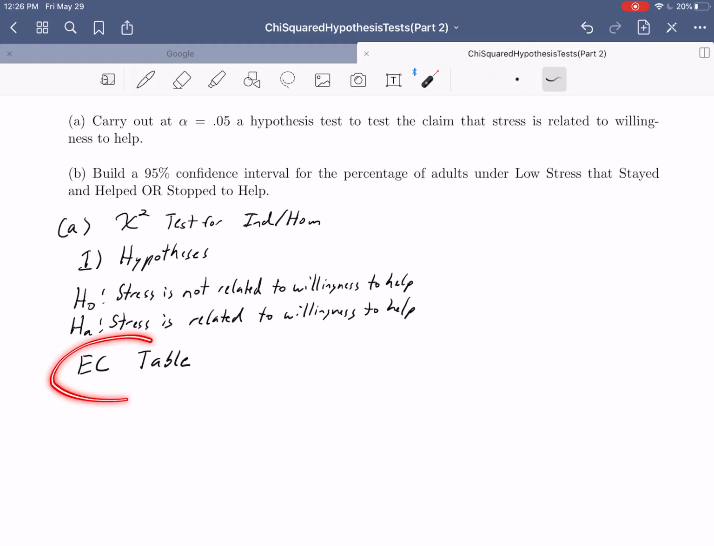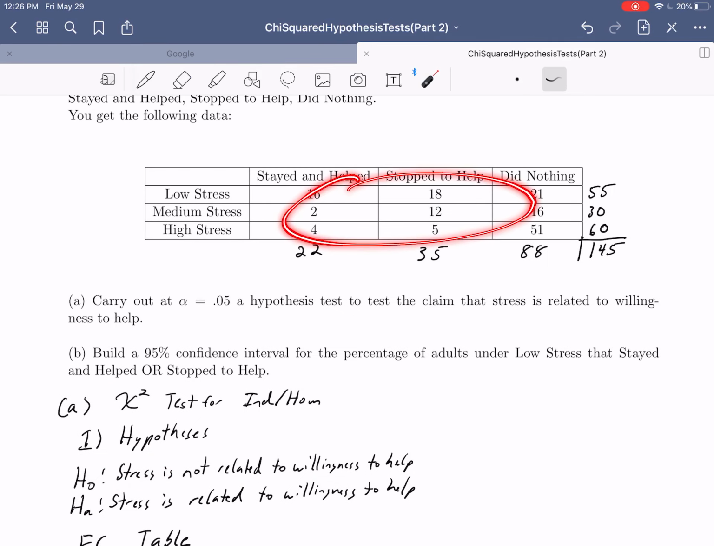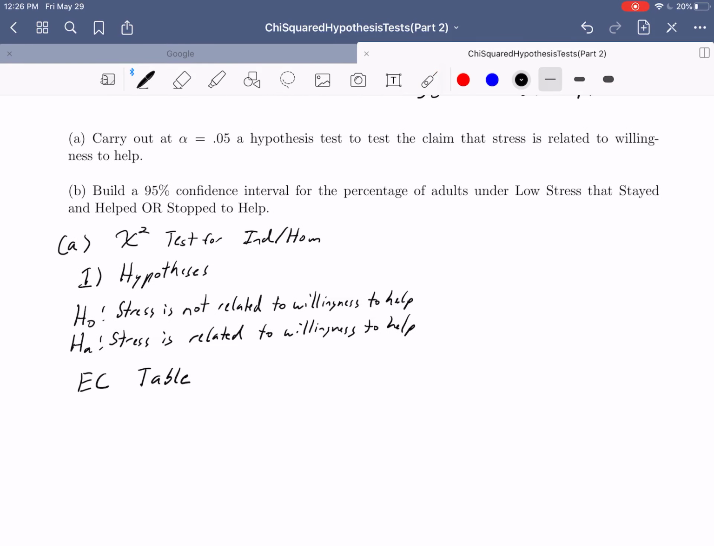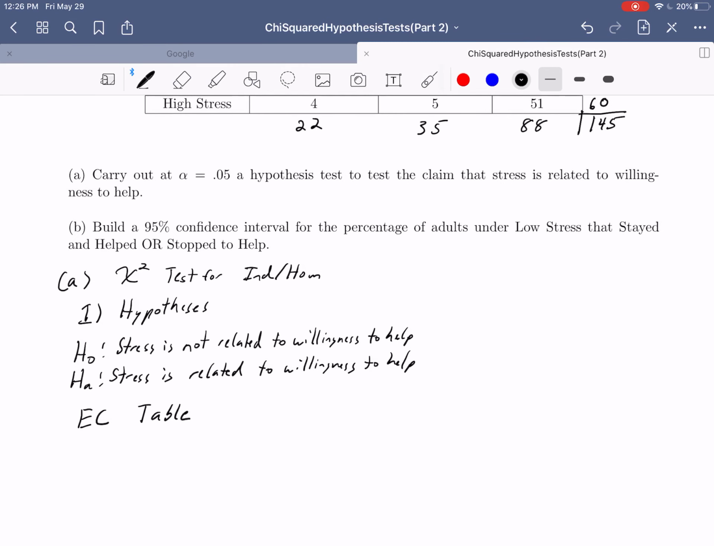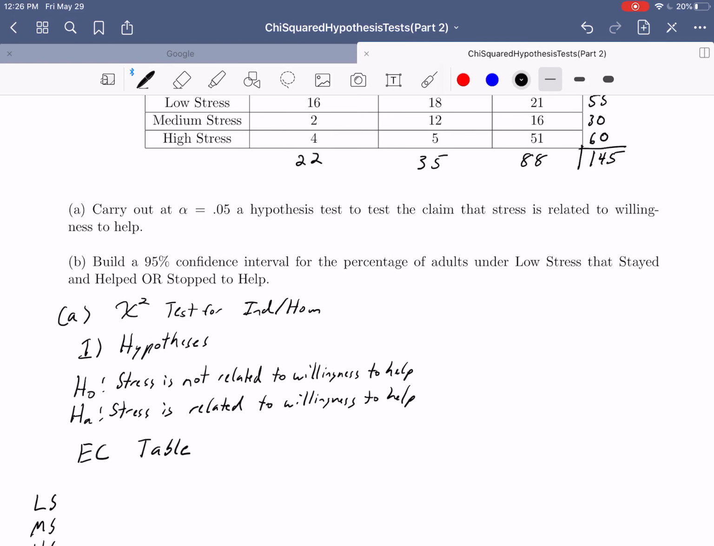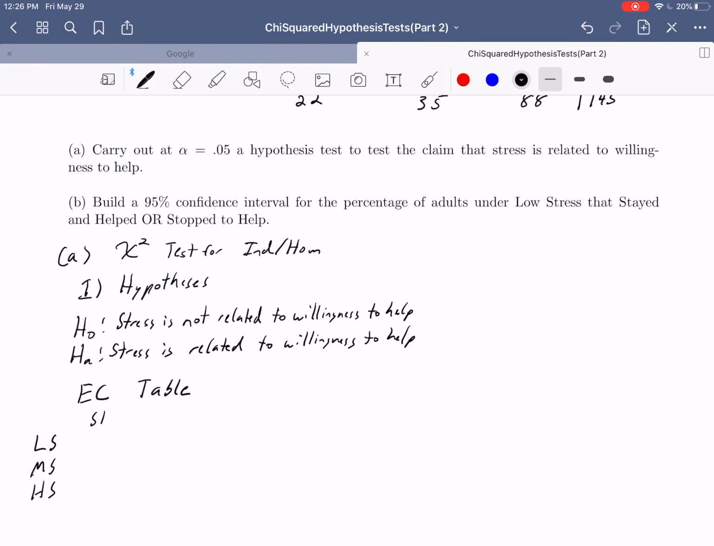In other words, remember what the expected counts table is doing is saying, assuming that stress is not related to willingness to help, how should we have seen these subjects distributed amongst these different combinations of the variable? So we recreate our table here. We have low stress, medium stress, high stress. And then we have, I guess we can abbreviate this as stayed, stopped, and nothing. Okay, so we have to refill that in there.